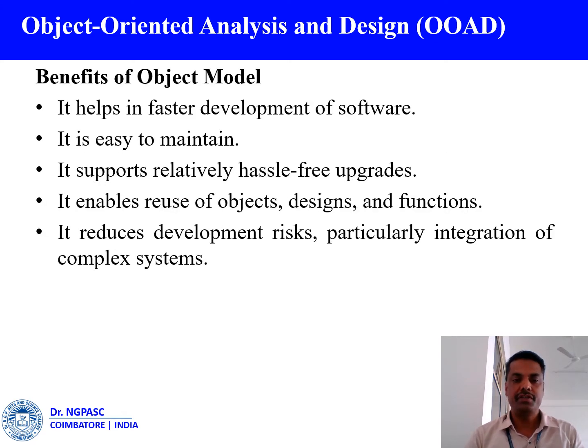The benefits of the object model: it helps faster development of software, it is very easy to maintain, and it supports relatively hassle-free upgrades. The next one is that it enables reuse of object designs and functions. Finally, it reduces development risk, particularly in integration of complex systems. These are some of the benefits of the object model.